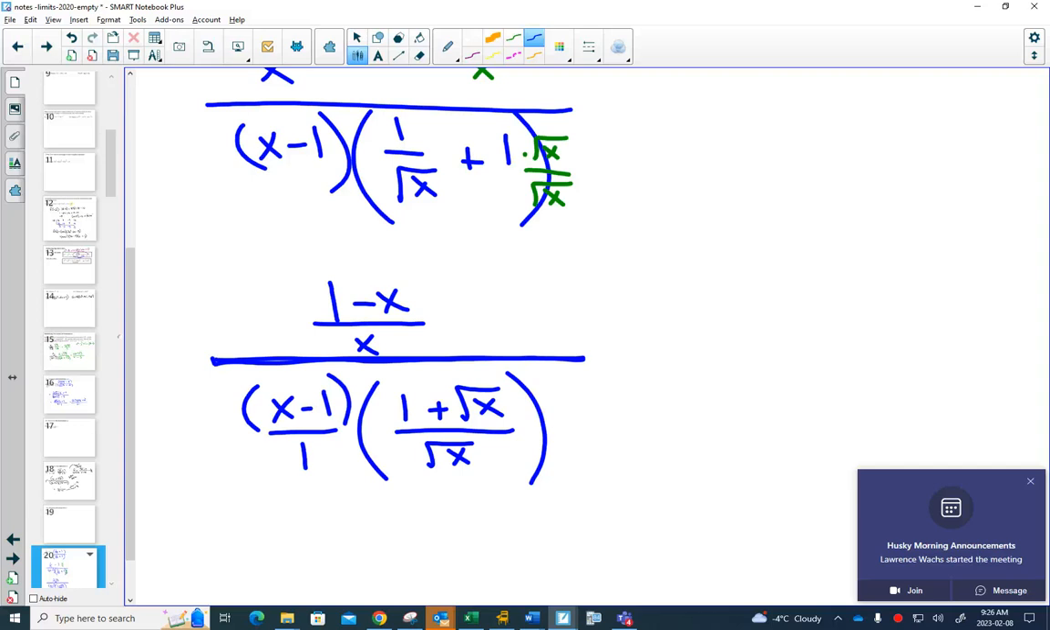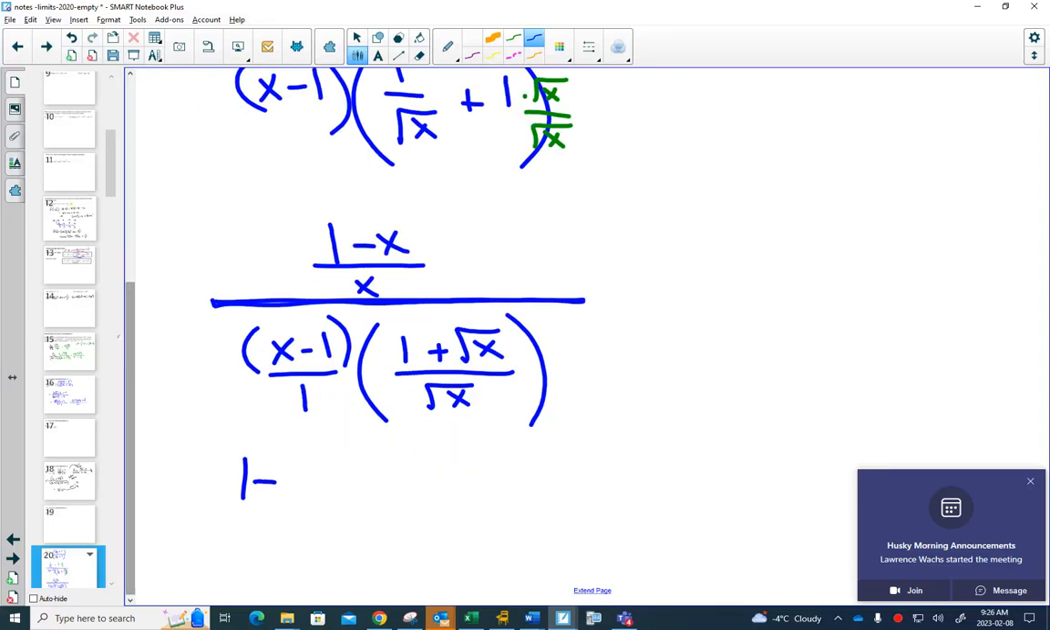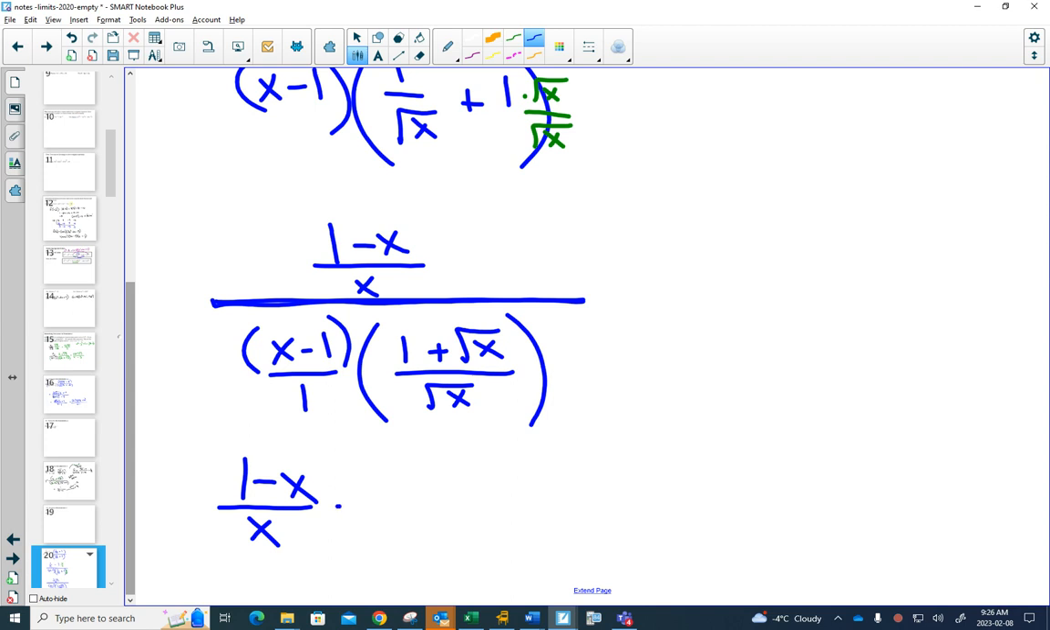If you have a fraction over a fraction, you can, by the dividing fraction rules, multiply by the reciprocal. So I'm going to get 1 minus x over x multiplied by this one. Can you visualize this as one fraction where on the bottom you just have root x? On the top, I'm going to leave it as these two factors. I'm not going to multiply it out. Again, sometimes in math we can save time by not multiplying something out because it's nice to have the factors. So when I flip the bottom, I would now have root x on the top, and I would have x minus 1 and 1 plus root x on the bottom.